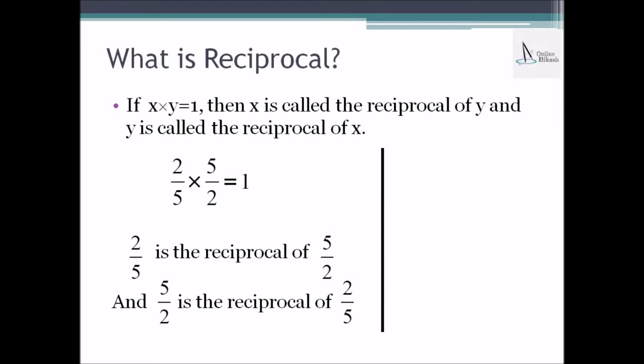You will see this. a by b is the reciprocal of b by a. That means when you have a rational number, you make the denominator the numerator, and the numerator becomes the denominator. If a by b is the rational number and you want to find its reciprocal, then the reciprocal is b by a.